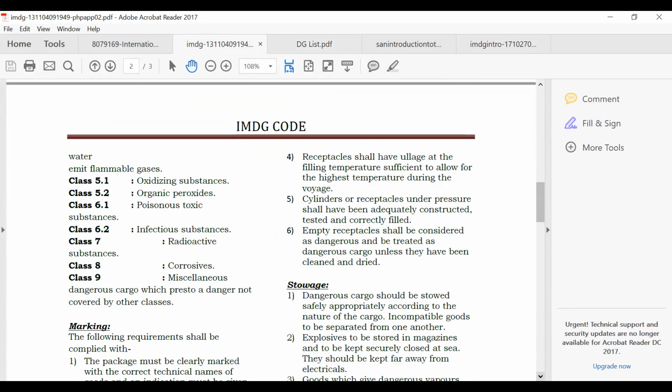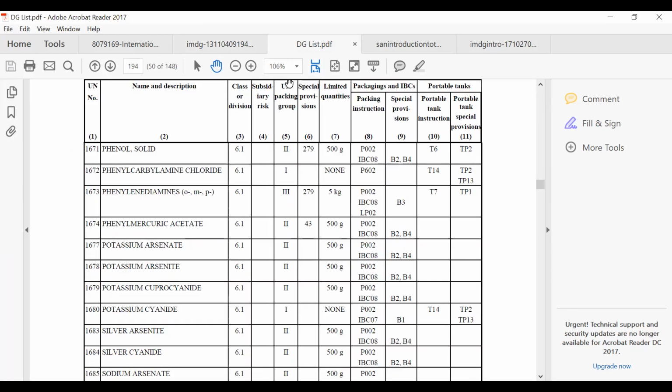Yes, I can. Okay, class 6.1 is poisonous toxic substances. So let's go back again to the DG list. We have the class to be poisonous toxic substances, and there's what we call subsidiary risks. Does anybody understand subsidiary risks?